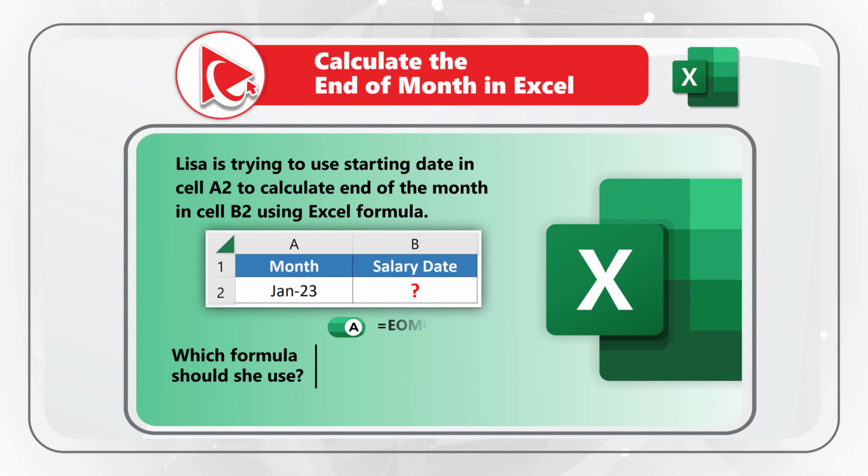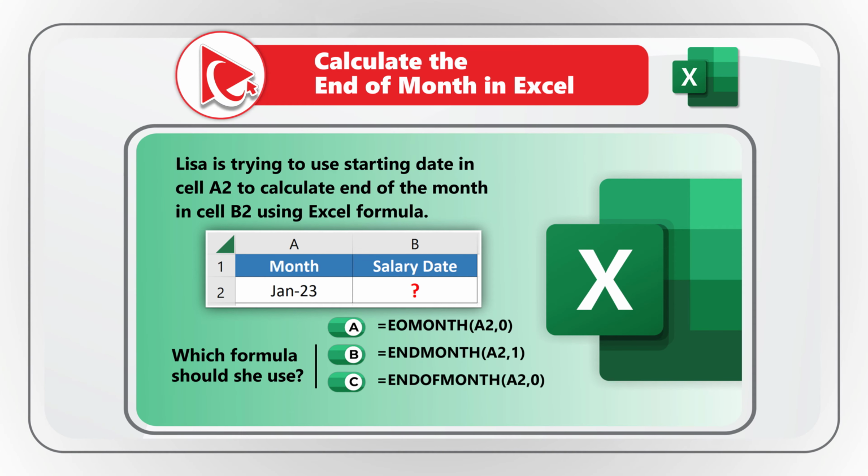Choice A, EOMONTH, and then in parentheses, A2, 0. Choice B, ENDMONTH, and then in parentheses, A2, 1. Choice C, ENDOFMONTH, and then in parentheses, A2, 0. And last but not least, choice D, DATE, and then in parentheses, and in quotes, A2.